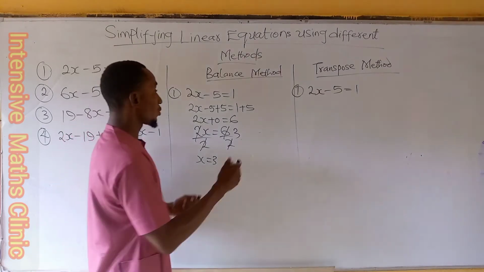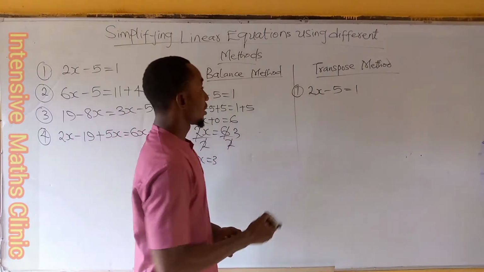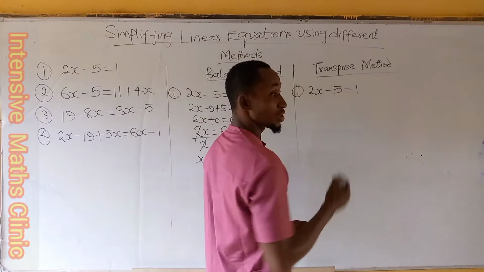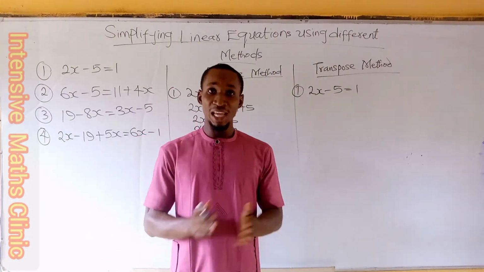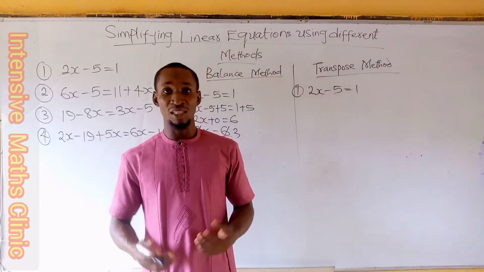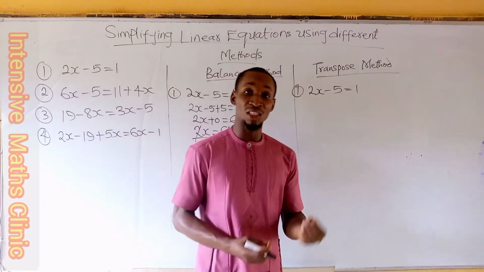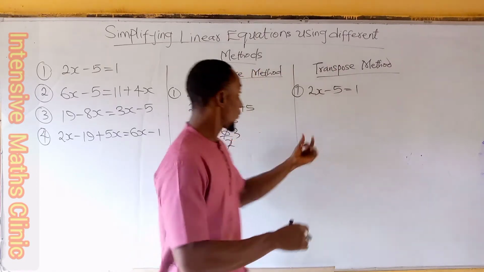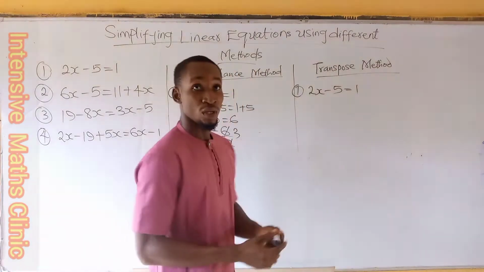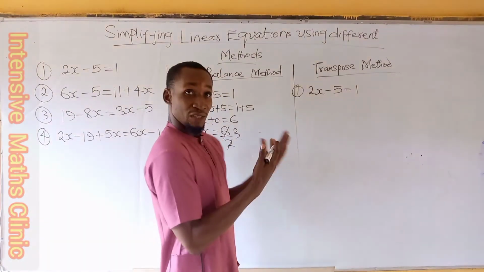So we move to the second approach to this problem. We are using the transpose method. We are using another approach to solve this particular equation. That is the interesting part of mathematics. When you want to get a particular result, you can use more than one way to get the result. The transpose method is quite different from this.